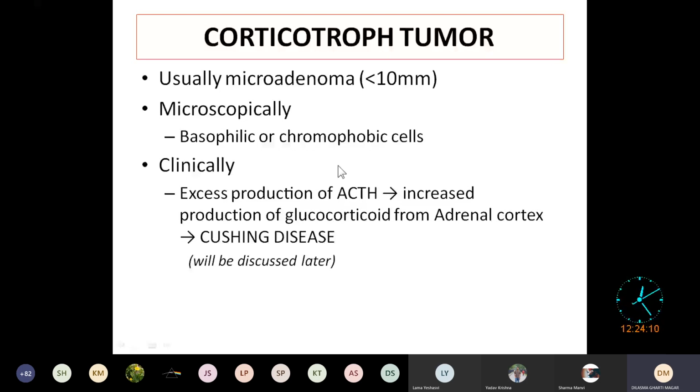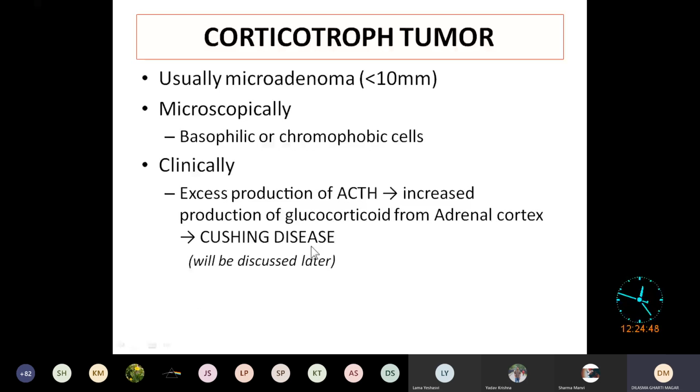And clinically, this corticotroph tumor will produce ACTH, the adrenocorticotrophic hormone, isn't it so? So it will act on which part of the organ? The cortex, isn't it? Adrenal cortex. So in these tumors there will be excess production of ACTH, and so there will be more production of glucocorticoid from the adrenal cortex. So it will lead to Cushing's disease. Understood here? Since we are studying the endocrine system, Cushing's disease will be discussed later.